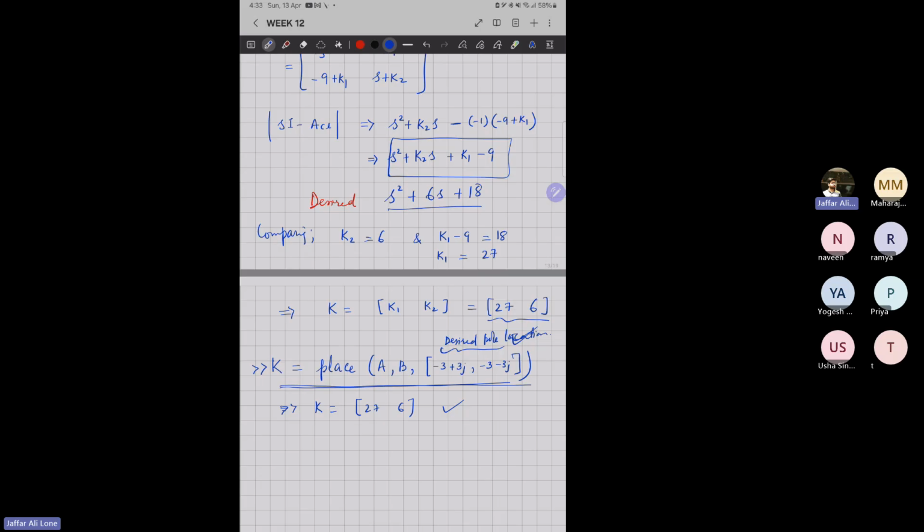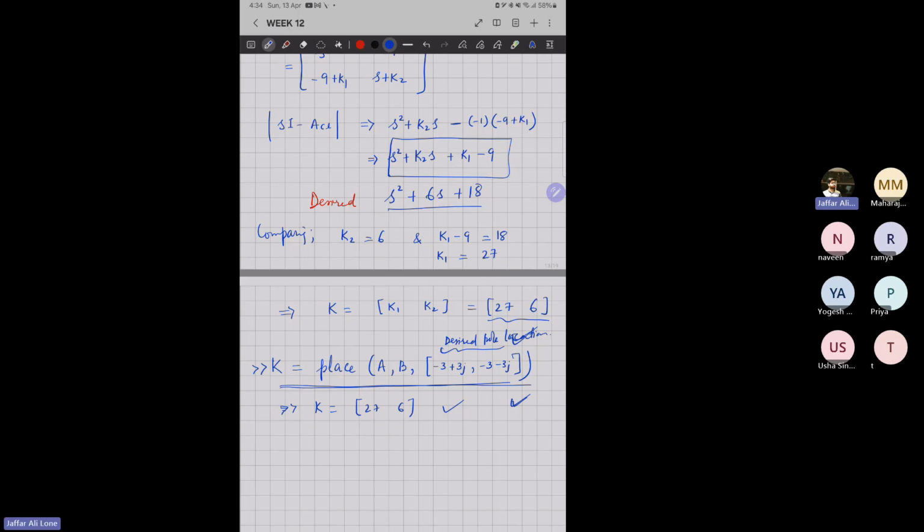and if you have to use a state feedback, in your assignments I think you can use MATLAB, but in your final exam, I don't think they'll give 3 by 3 questions. These type of questions are only possible in assignments. In your exam, it will be very difficult for you to solve a 3 by 3 problem by hand. But in your assignment, you can use MATLAB. So straight away you use place(A, B, minus 3 plus 3j, minus 3 minus 3j), and you'll get the answer.